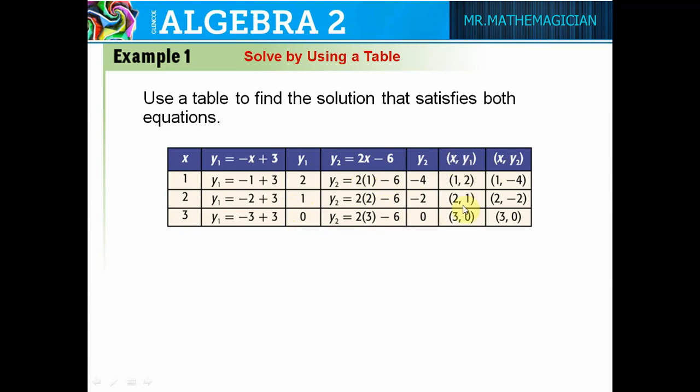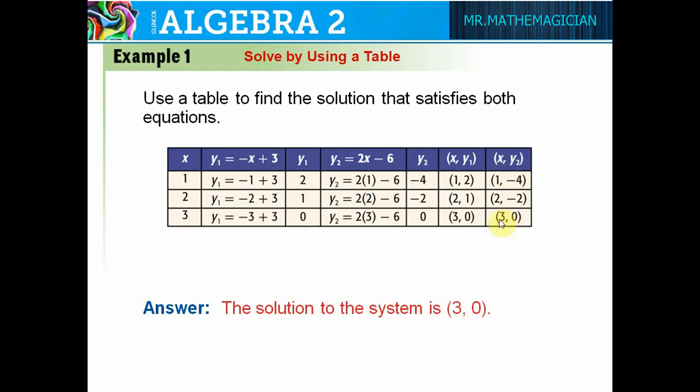So we have now the ordered pairs. As it's clear, the x's are 1, 2, 3 in both, and these are the values of y1 and the values of y2. You can notice that this ordered pair is common. So the solution to the system is the common ordered pair, which is 3 and 0.